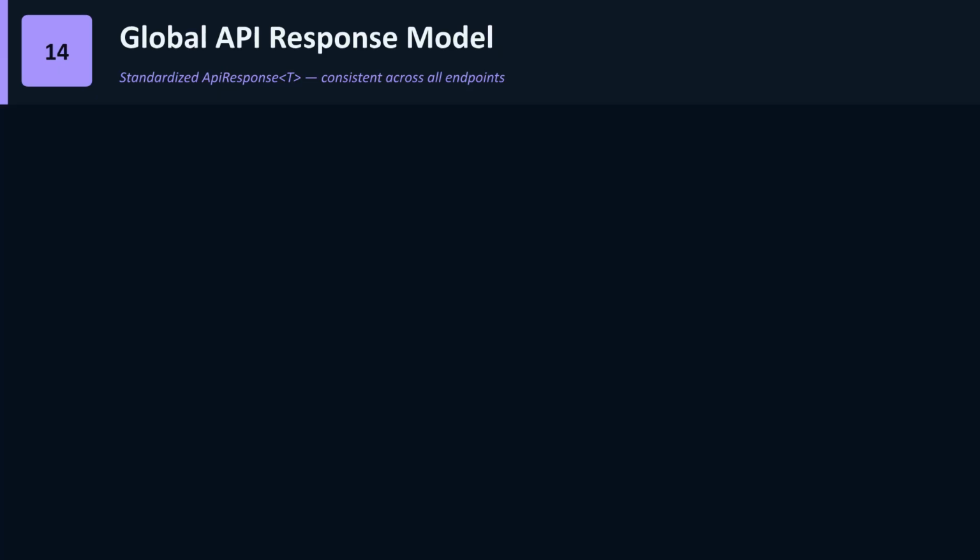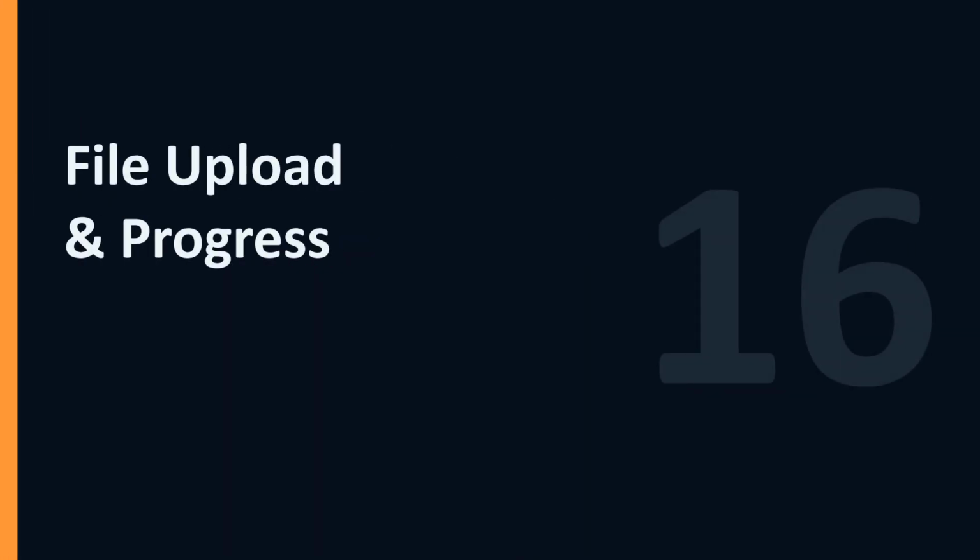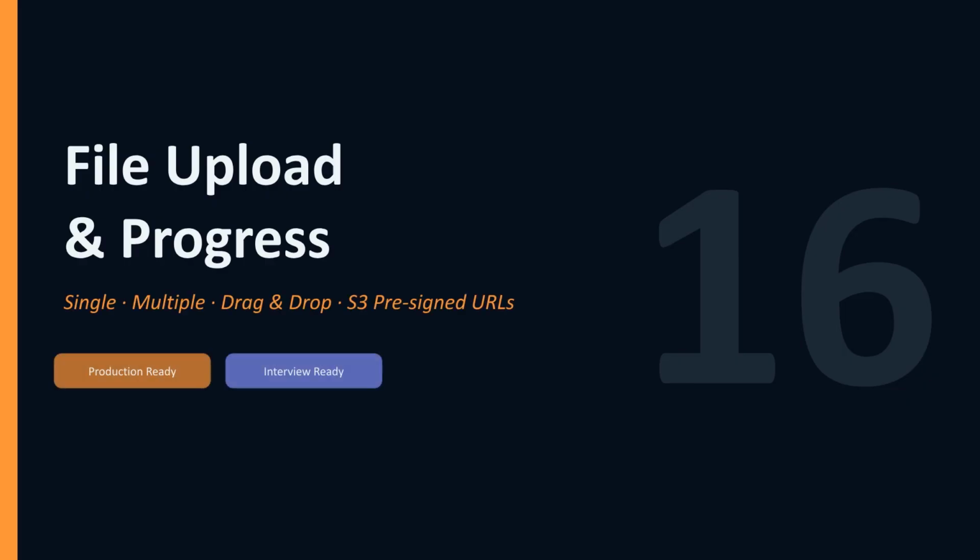Standardizing the API response structure with an ApiResponse wrapper simplifies data access and centralized error checking across all service calls. Here we dive into file upload and progress tracking. We cover single and multiple uploads, drag and drop implementation, and the efficient method of using S3 pre-signed URLs.